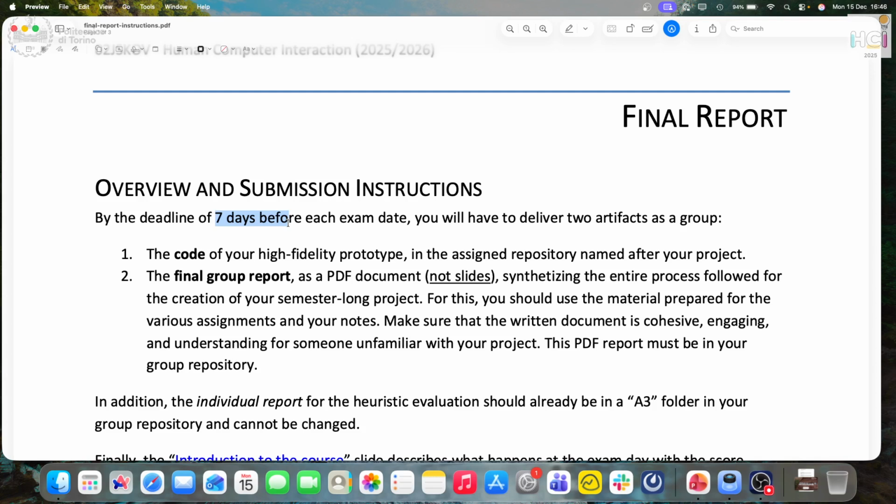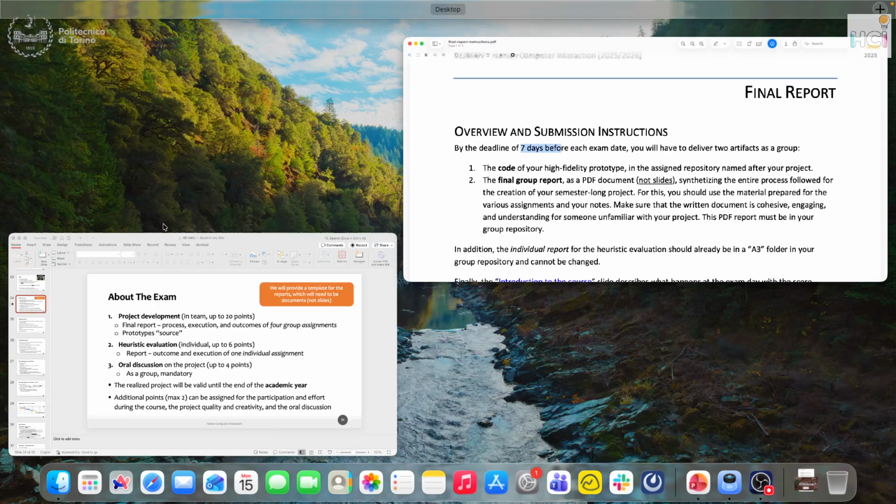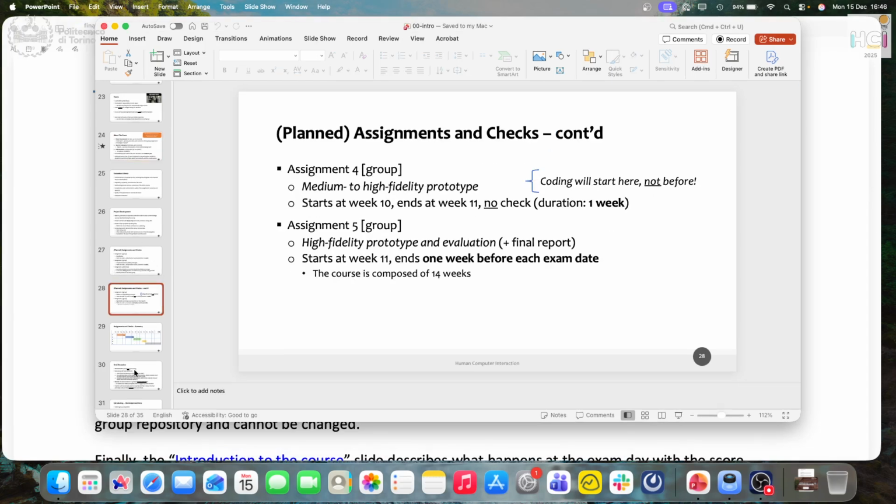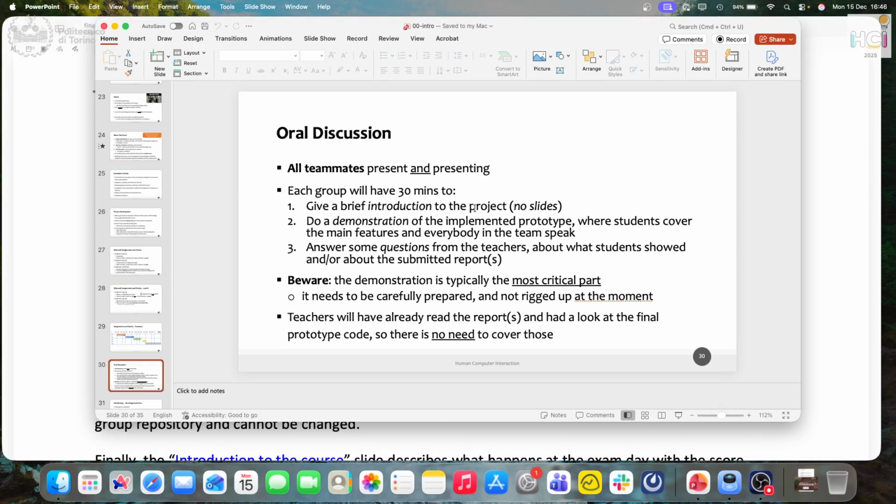Maybe in the presentation part, you said that we have to briefly describe the entire process, but which...? You have to describe not the entire process, but give a brief introduction to the project.